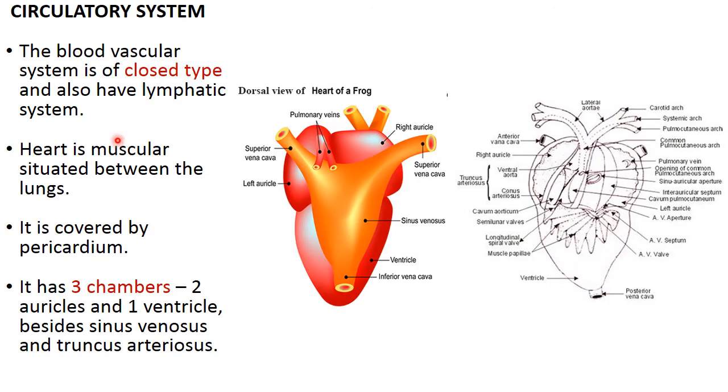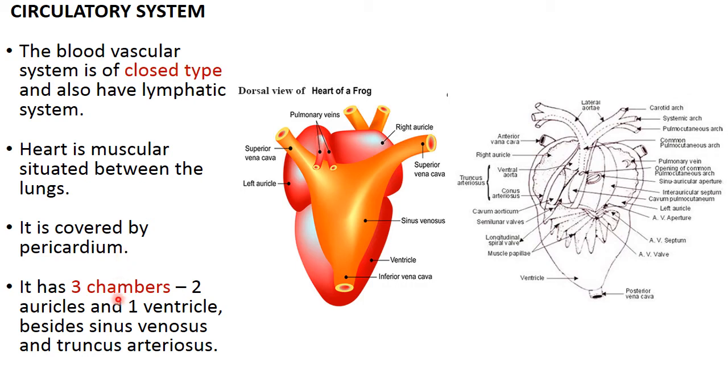Coming to the circulatory system. अब जो blood vascular system है is of closed type, जिसमें blood vessels हैं, जिसमें heart है, capillaries हैं, और it also has a lymphatic system. Heart अब जो है muscular है and it's located between the lungs, as we've seen in the previous slide. अब as usual जैसे human heart में है, it will be covered by pericardium.